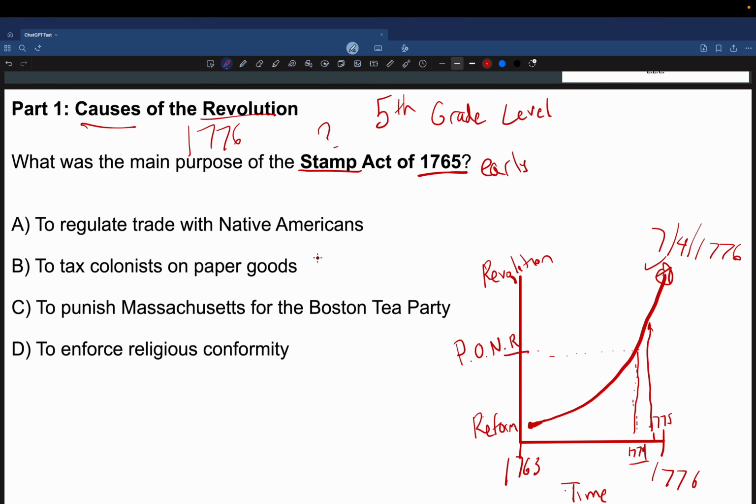So if we know that, this is going to be our cheat code. When in doubt, just remember this. Reform, point of no return, revolution, over time, eventually is going to take flight.